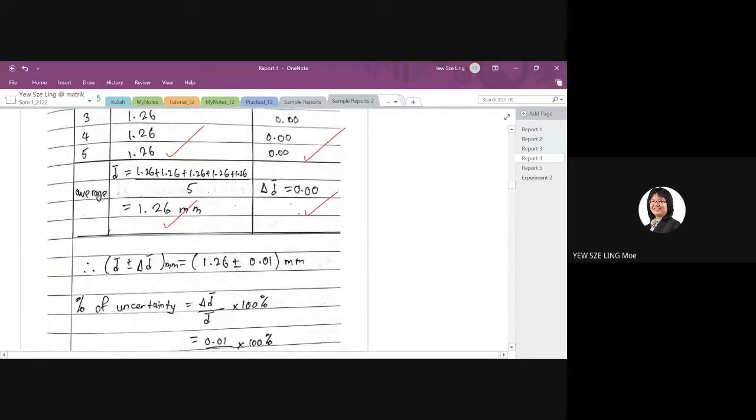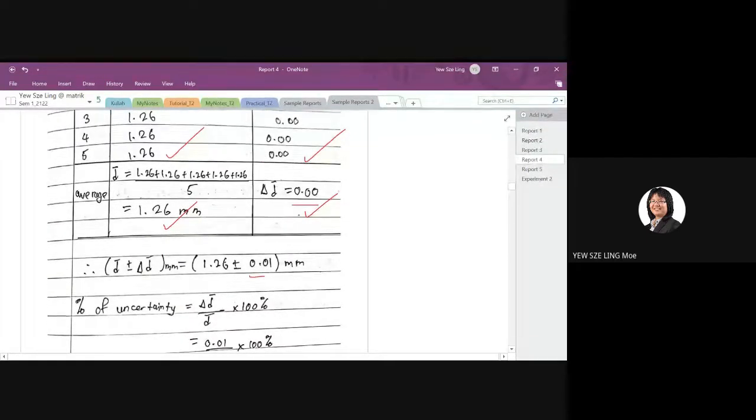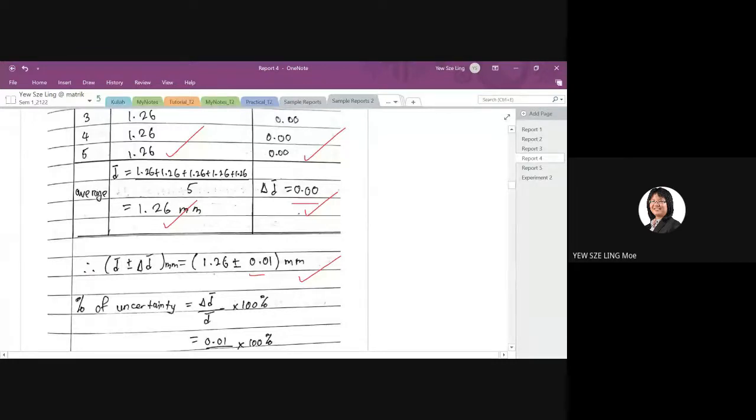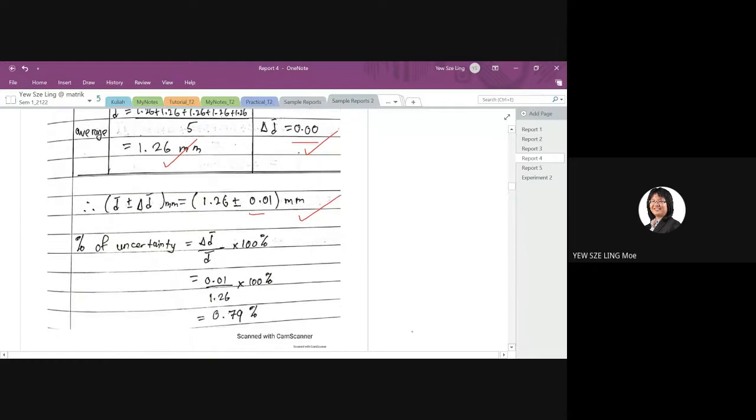All right, good. You know to change it to 0.01. Very good. So 1.26 plus minus 0.01. And in your percentage of uncertainty, you use 0.01 as numerator and 1.26 as denominator. So good. All right, so this calculation is perfect.